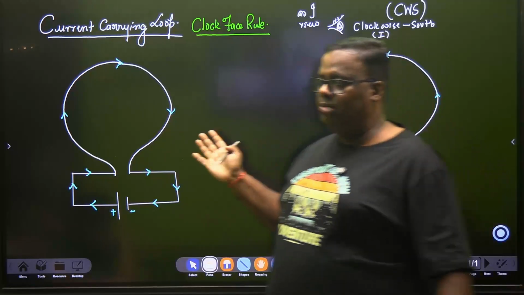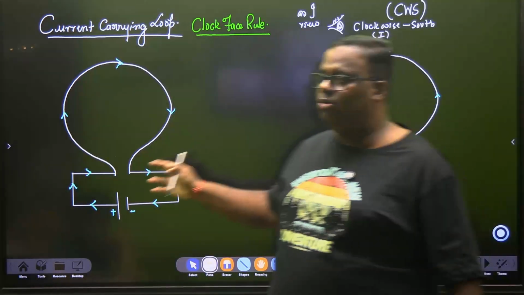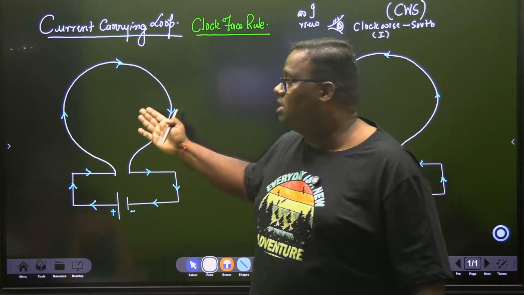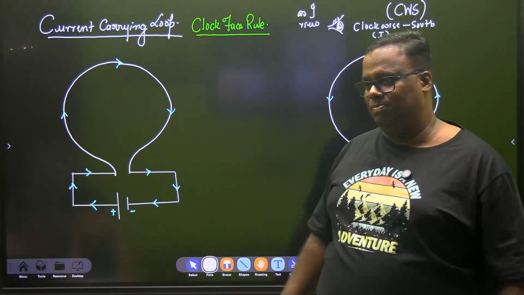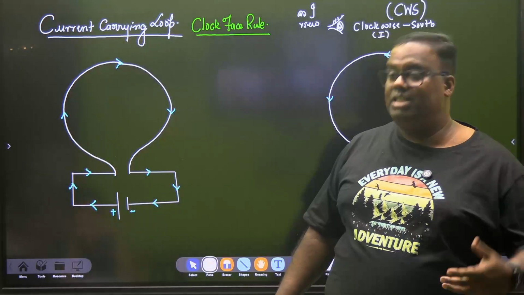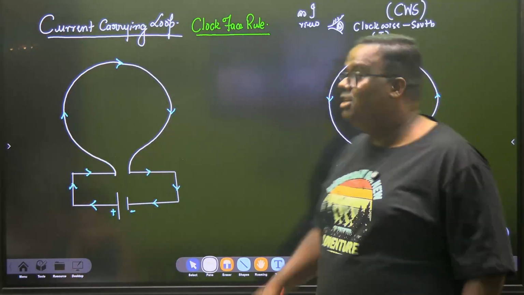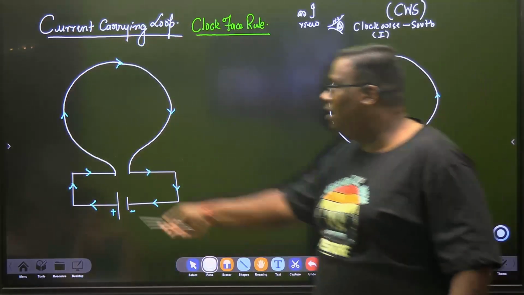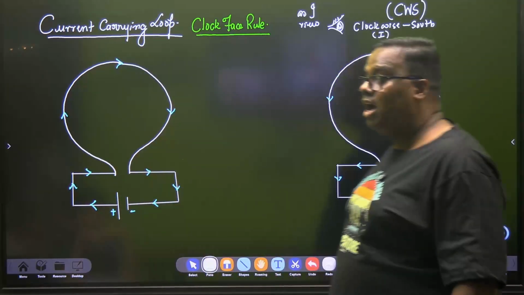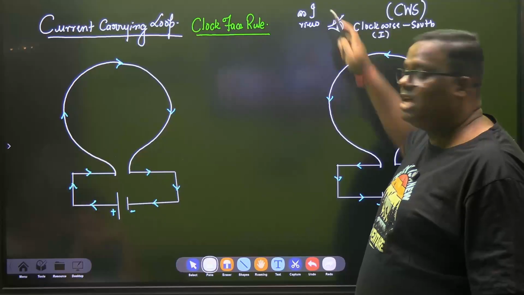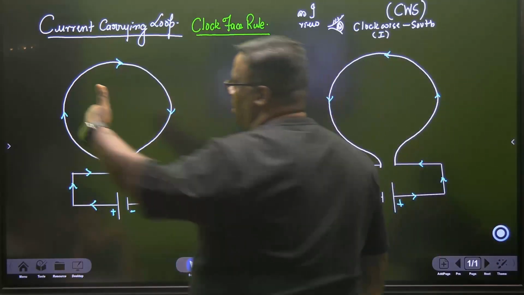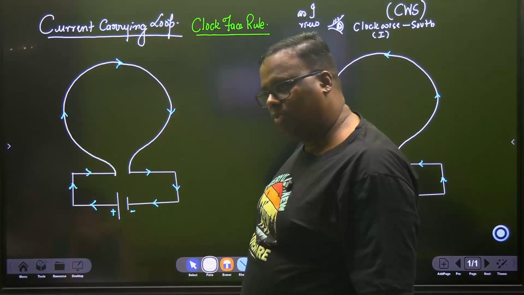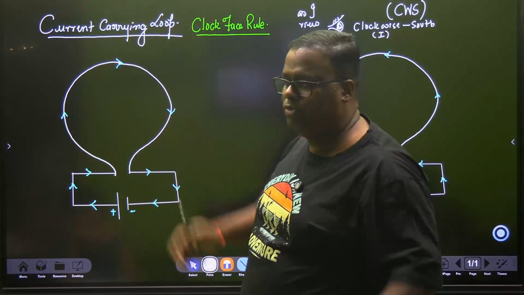Now let's look at this loop. Right? The blackboard is right in front of you. How do you see the current going in this loop? Clockwise. So the side facing you is a south pole. CWS, clockwise south. Understood? What clockwise? Current clockwise. How? As you view, as I view, I am viewing it from this side. How do I see the current going? In a clockwise manner.